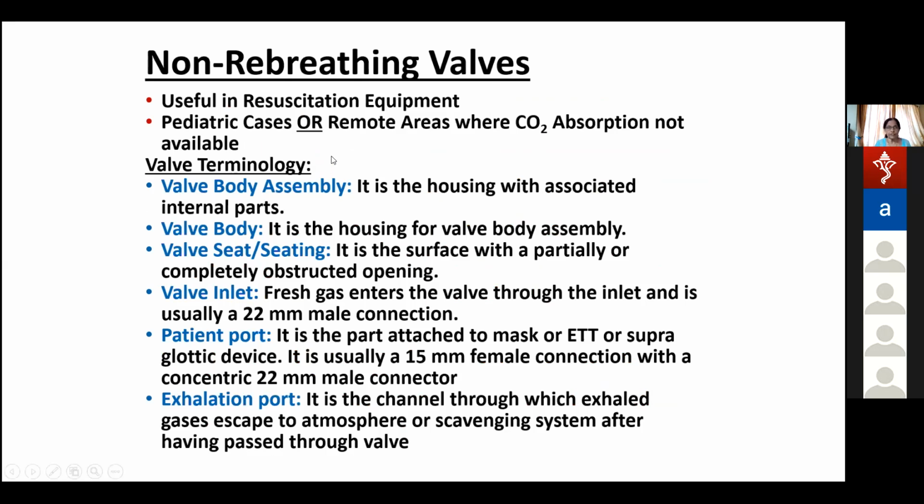What you must know about the valve, whenever you are given a valve in your hand, there are lots of valves and probably you have not all used them, but we have used them in our practice. So there is a valve body assembly. It is a housing with associated internal parts. There is a valve body, a housing for the valve body assembly. A valve seat or a sitting, a surface with a partially or completely obstructed opening. A valve inlet. Fresh gas enters through the valve inlet. Patient port, which is connected to the patient. And the exhalation port, a channel through which the exhaled gases escape.